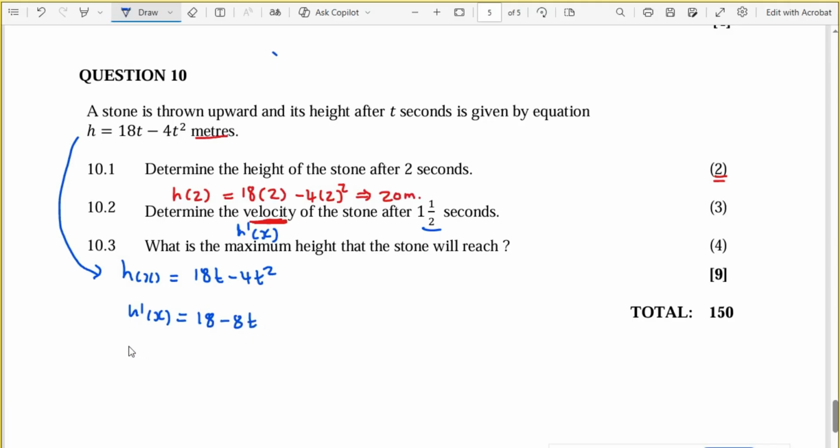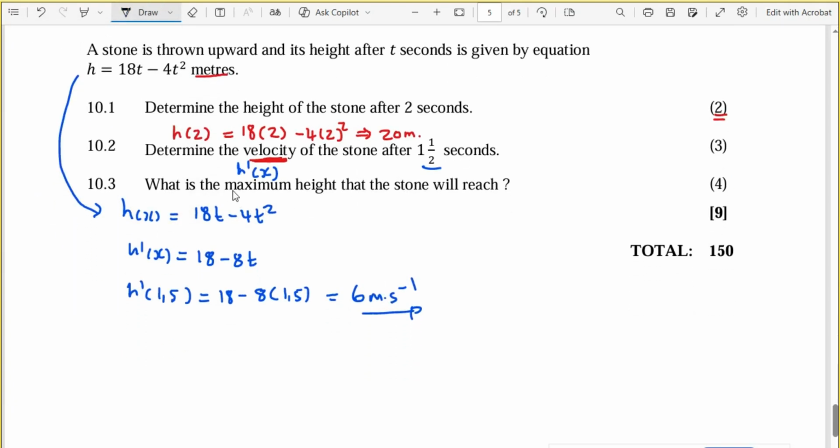And then we need to find h prime at one and a half seconds. So we need to find 1.5. This will be 18 minus 8 into 1.5. Easy. The most important thing, when you see the word velocity, find the first derivative. Né? Okay, sir. And then that is equal to 6. Okay, 6. And this is velocity. It should be in meters per second. Since you're doing physics, you understand that part. Né? Yeah.